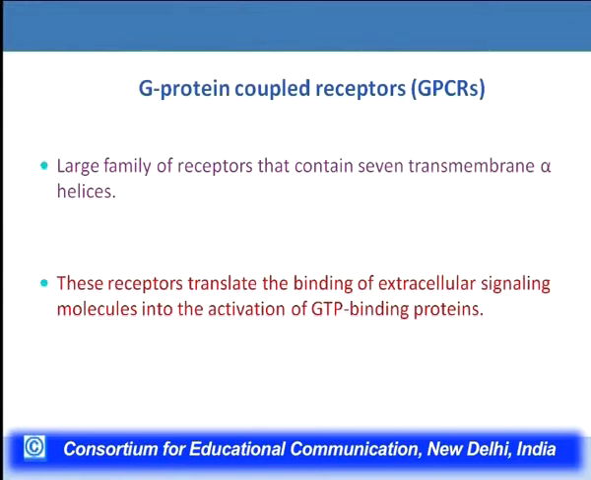And what exactly are G proteins? G proteins are those proteins which can bind GTP or GDP. Depending on their bound state, whether they are bound to GTP or GDP, they are active or inactive. This particular family is a very large family. That means a large number of genes exist which code for G protein coupled receptors in mammals and in humans.